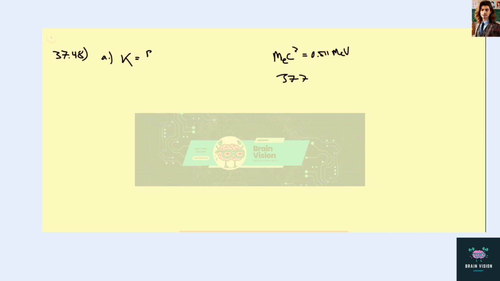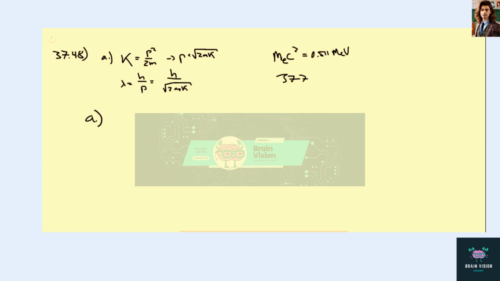So non-relativistically, the kinetic energy can be written as p squared over 2m, or we can write p as the square root of 2mK. We can also write from equation 37.7 lambda as h over p, which then becomes h over the square root of 2mK. Cool. So now all we have to do is calculate these.